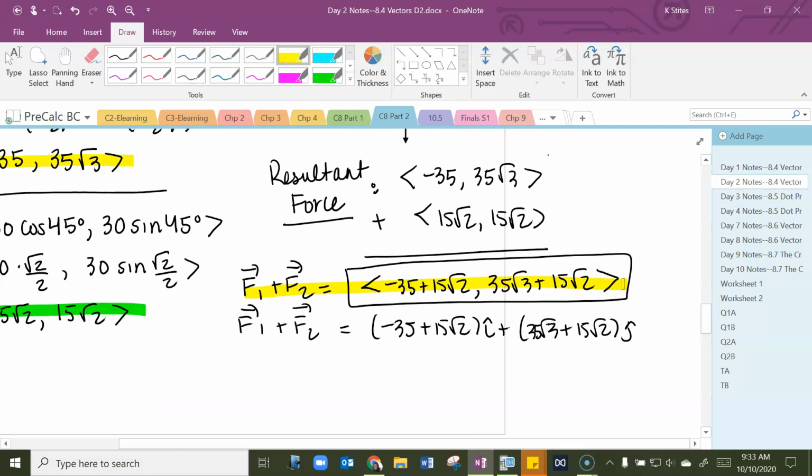Okay, so there you go. That's how we find resultant force. And over the next few days, we will see why resultant force is really important.